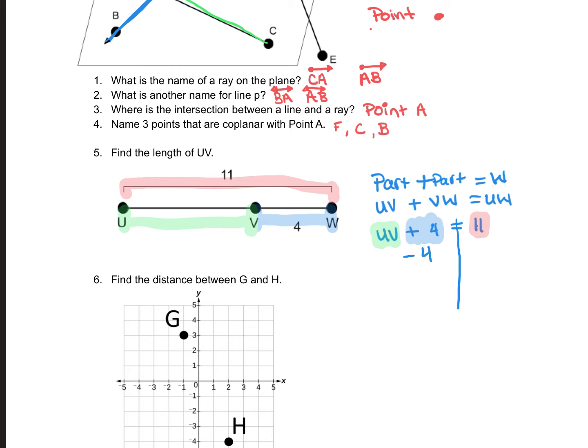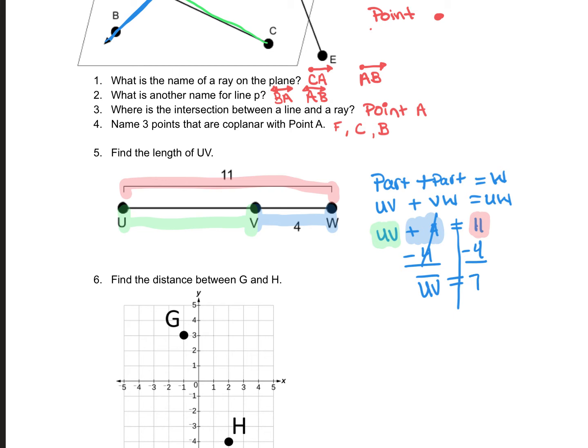And then our first step is to subtract 4 because we are wanting to solve for UV here. So I mark out, and then I am left with UV is going to equal 11 minus 4, which is going to be 7. So we get that UV equals 7.